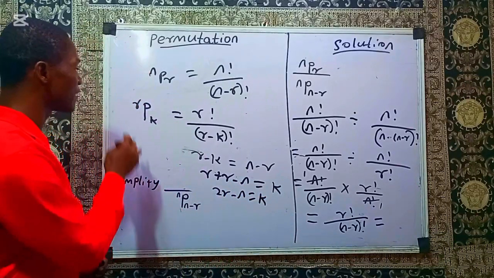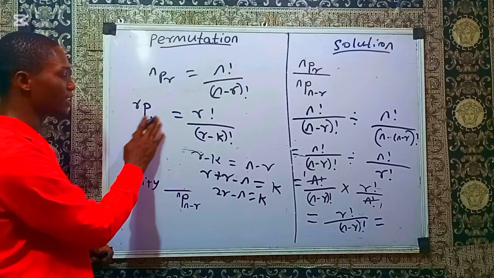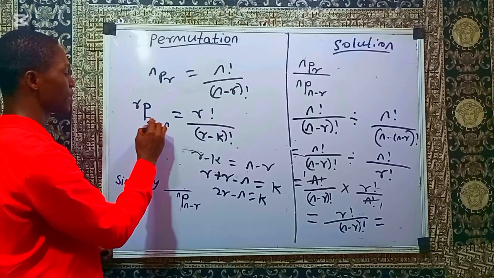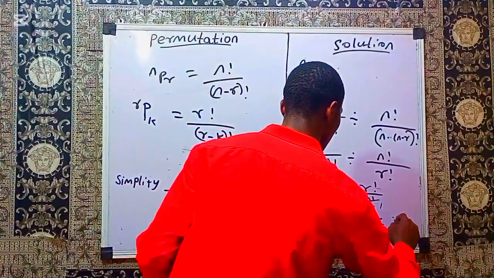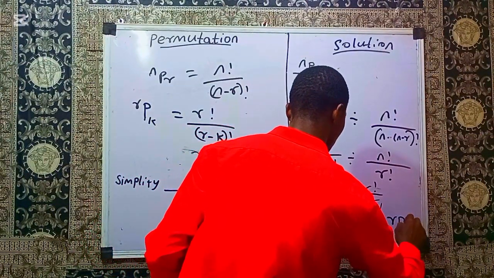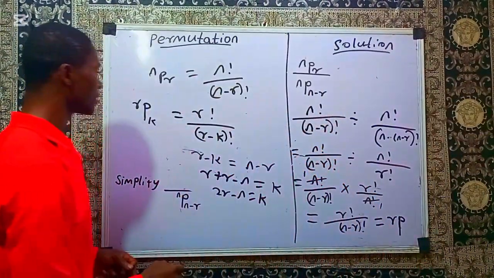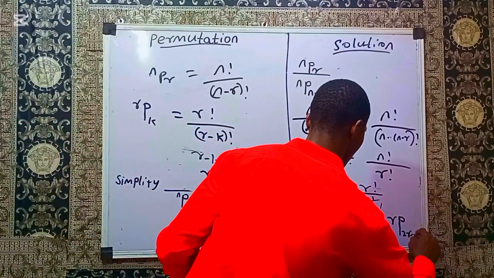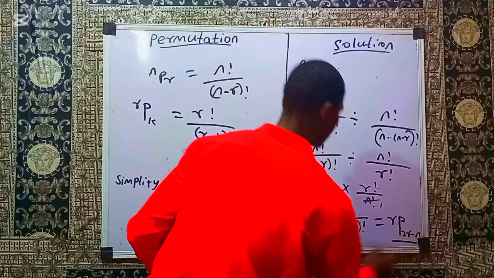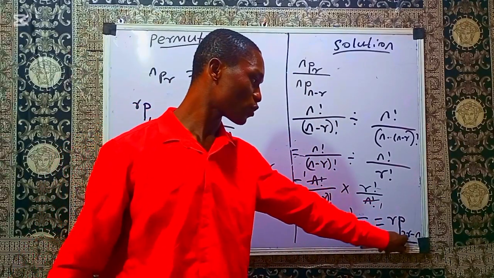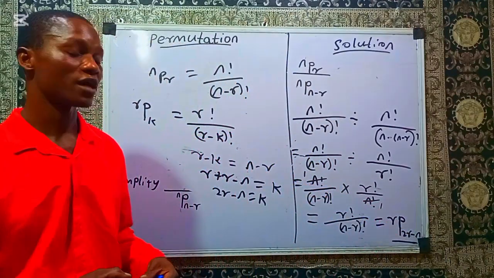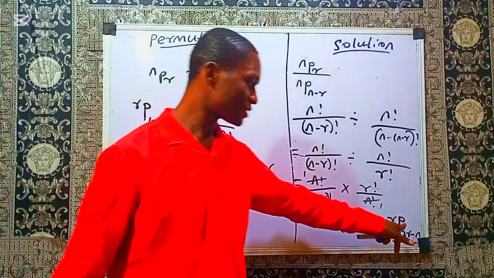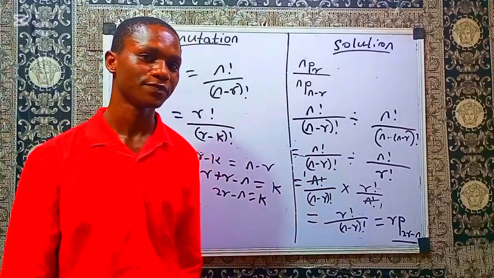So it means we'll be having r permutation k, where our k is 2r minus n. So I'll write this as r P sub 2r minus n. So this gives me the final result, that is r permutation 2r minus n. Which means you now have r objects, then you are selecting 2r minus n of them.